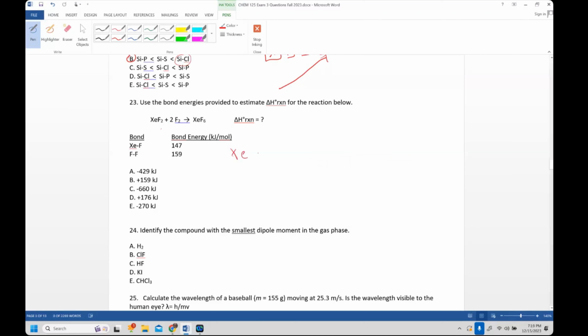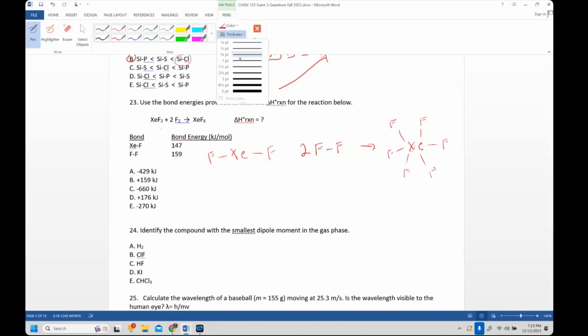XeF2. Even if we don't draw all the lone pairs, we know that XeF2 is going to look like this. And then F2 is going to be like that. We have 2 of these. And then the product is going to be XeF6, so we have 6 Fs: 1, 2, 3, 4, 5, 6. Okay, so then we can do our bonds broken minus bonds formed.